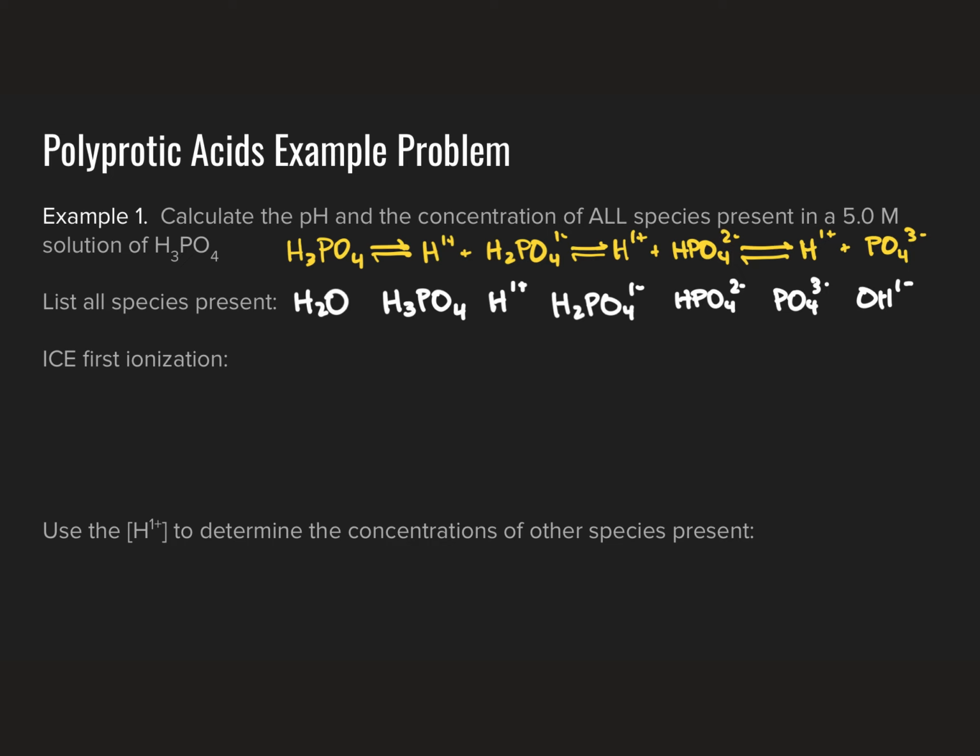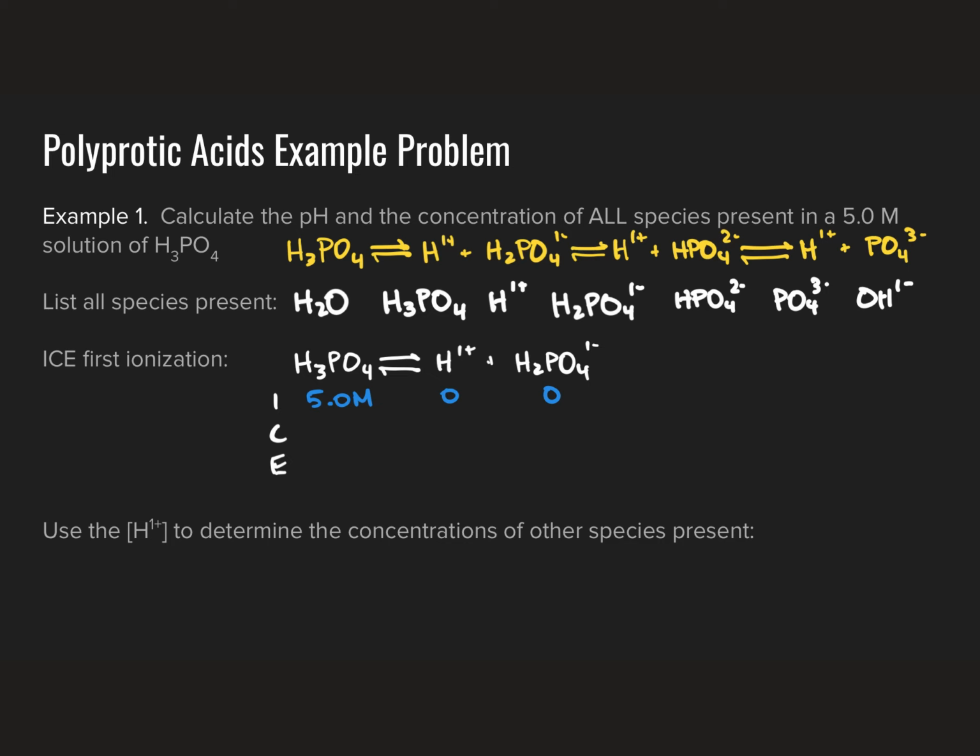The next thing we can do, from things we've previously seen, is set up an ICE table for the first ionization of the phosphoric acid molecule. So let's write out our equation. That is, H3PO4 is going to dissociate, producing an H positive ion and the dihydrogen phosphate H2PO4 1 negative as well. And we're going to ICE this, plugging in the information we've been provided for the initial concentration of 5.0 molar for the H3PO4. And again, we're going to assume zeros for both the hydrogen ion and the anion H2PO4 1 negative.